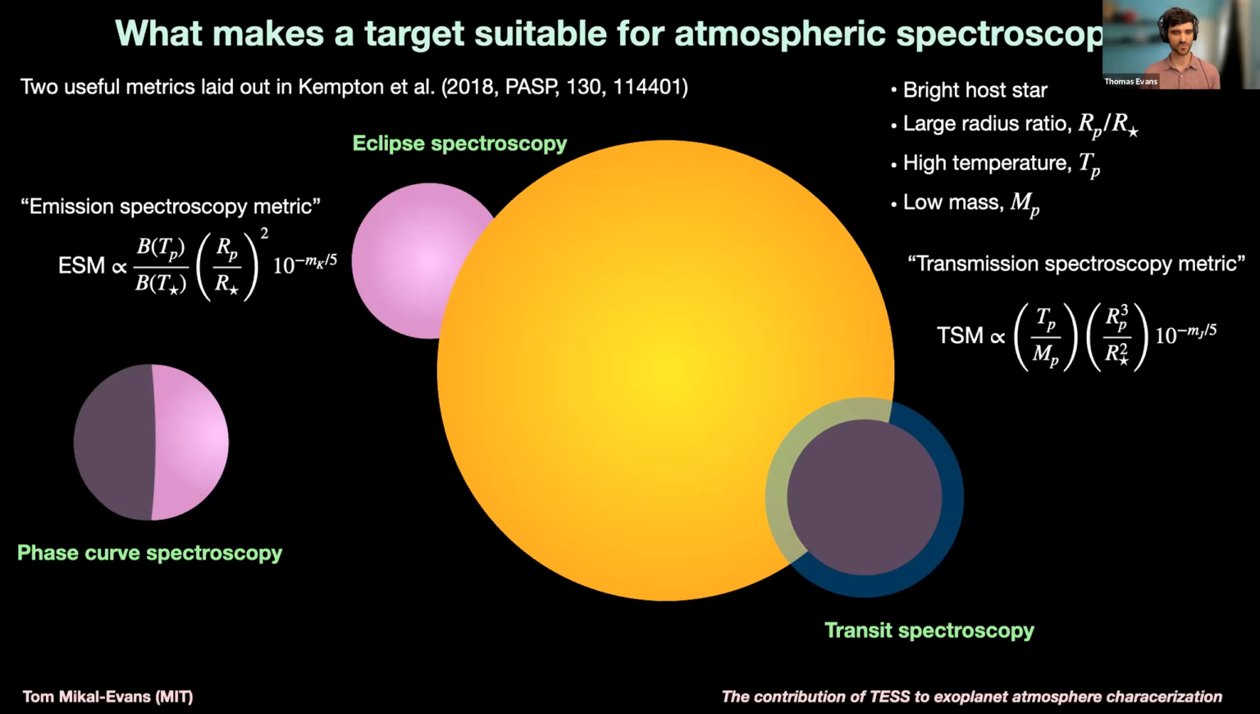And TESS planets really deliver on the first two of these criteria, and in fact do so to such an extent that we can relax the constraints on planetary temperature in particular, and in principle push into the interesting lower temperature regime below around 1000 Kelvin, while still maintaining a good signal to noise.